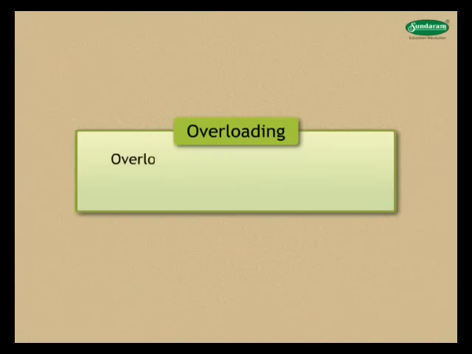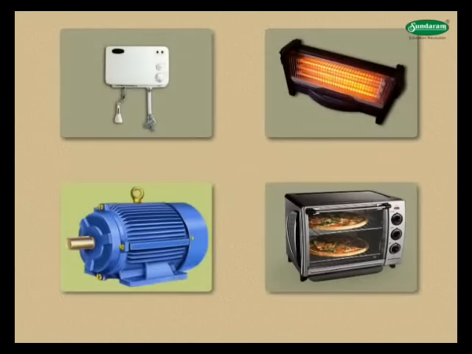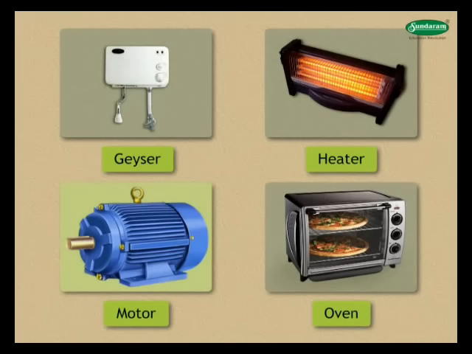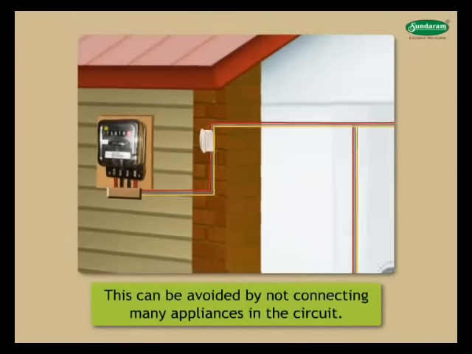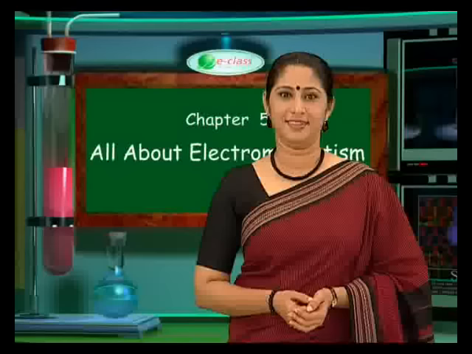Overloading. Overloading means the flow of a large amount of current in the circuit beyond the permissible value of current. If many electrical appliances of high power rating such as geyser, heater, motor, oven are switched on simultaneously, overloading occurs. This causes fire. This can be avoided by not connecting many appliances in the circuit.